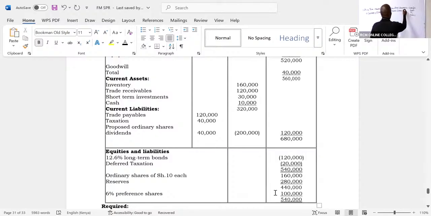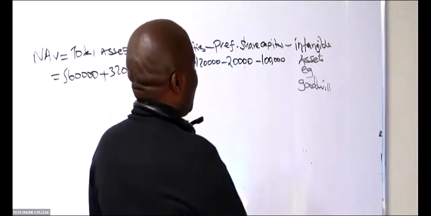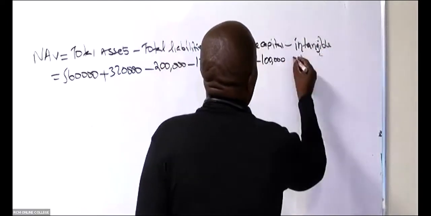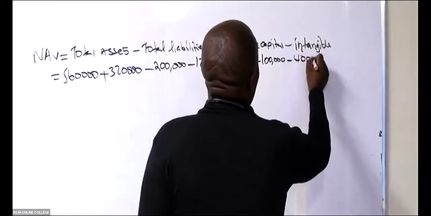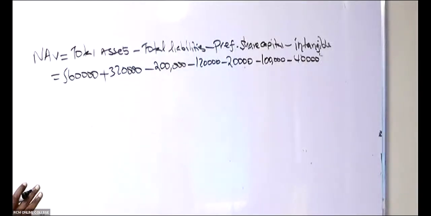So minus 100,000. Do we have any intangible assets amongst our non-current assets? Oh yes, we do. You can see we have goodwill here. This goodwill is intangible. You can't touch goodwill. So minus 40,000. This will be the total net asset value of the company.